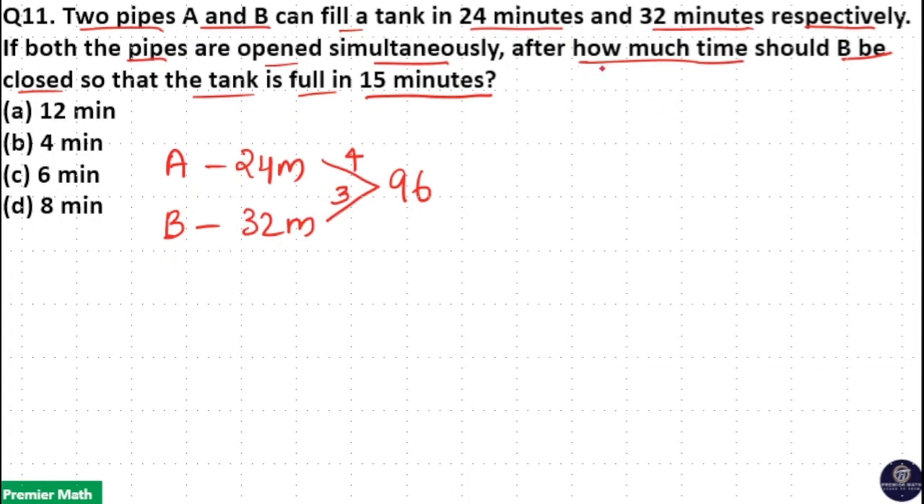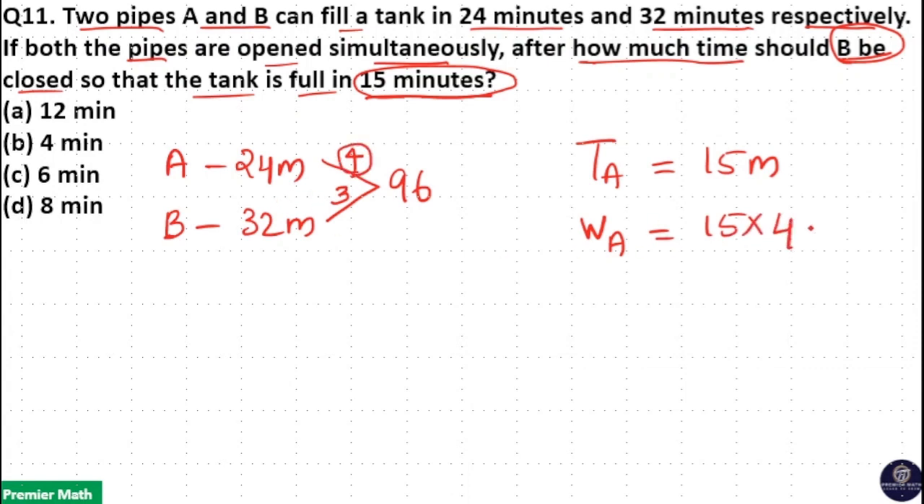Now, we have to find out in how much time B should be closed so that the tank is filled in 15 minutes. Tank should fill in 15 minutes means that A should work for 15 minutes. So the work completed by A in 15 minutes is 15 into efficiency of A, 4. So 15 into 4 is equal to 60 unit. Now the remaining work is total work 96 minus work completed by A, 60, which is equal to 36 unit.